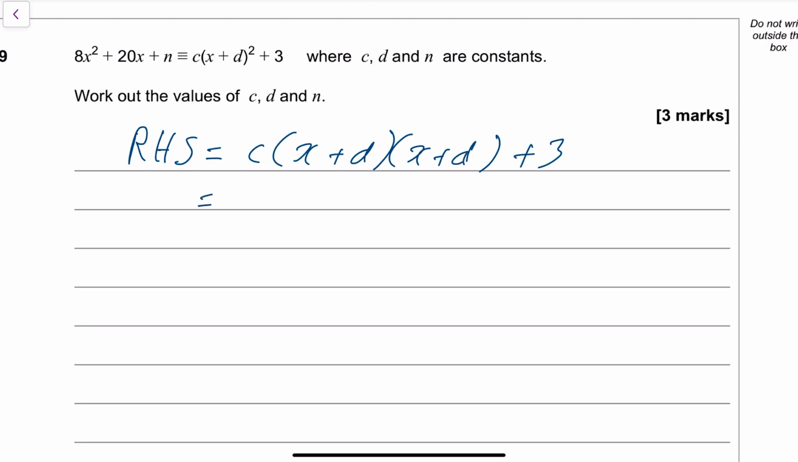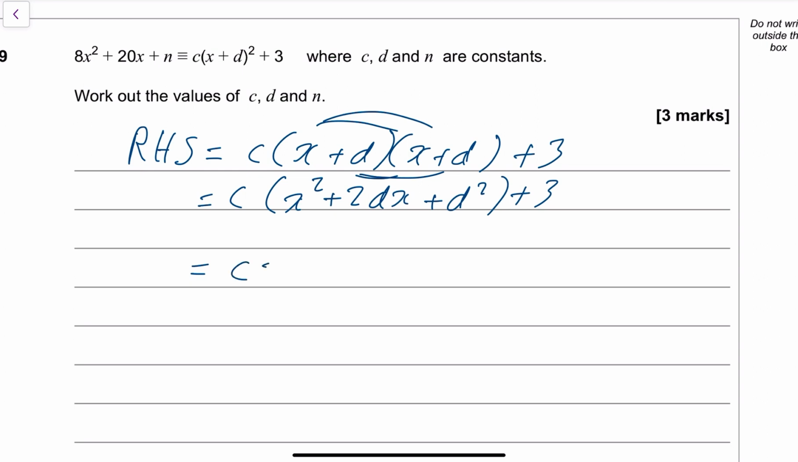Oh, I don't think this is going to be nice at all. It's going to be tricky. So multiply it out. X times x is going to be x squared. X times d is dx plus another one, so that's 2dx. D times d is d squared plus 3. Multiply it again, you'll have cx squared plus 2cdx plus cd squared plus 3.